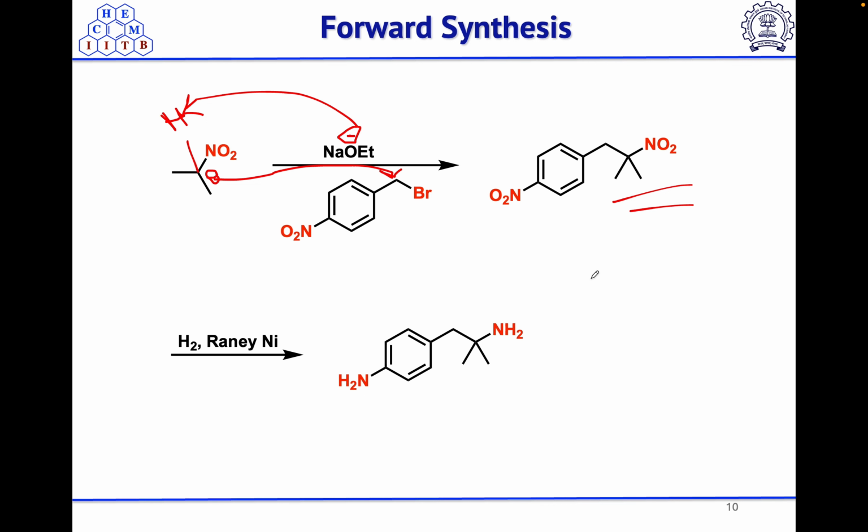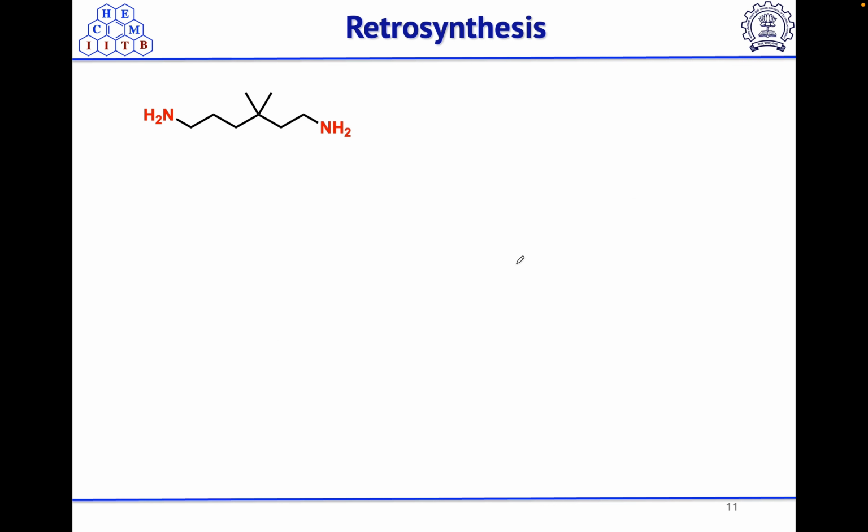Okay, if no doubt, then let's see what our next problem is. Again, we have this amine compound, and it also has this aliphatic amine on both sides, left and right hand side. So what will be the first retrosynthetic plan to get this molecule? Just think and tell me the answer, or write it down in your notebook.